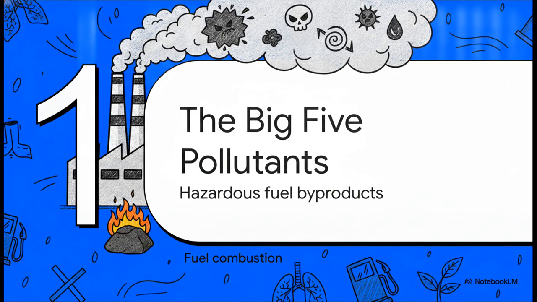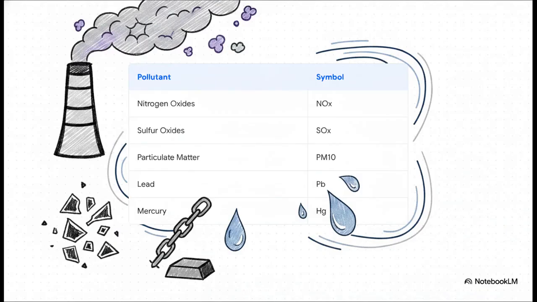Moving on to Section 1, Meet the Big Five Pollutants. Let's take a look at the specific lineup of hazardous byproducts from fuel combustion. Here is the exact lineup of the 5 critical pollutants generated by fuel combustion that electric utilities absolutely must report on to comply with the standard.